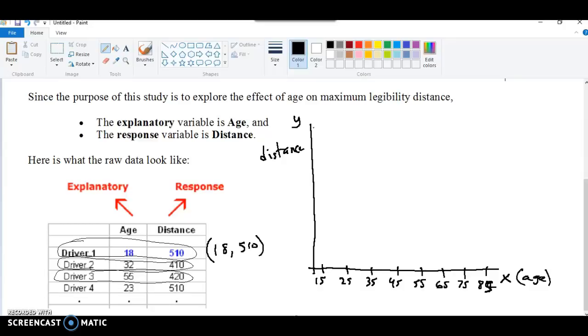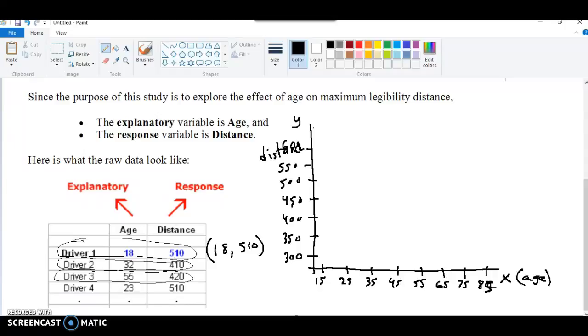Okay, the distances. Well, it looks like 400s and 500s is common for the distances. Let's start at say 300, and let's increase our y coordinates by 50s. So 300, 350, 400, 450, 500, 550. Maybe there's someone who can see 600, so I'll write 600 here. Okay, and then you just plot your points.